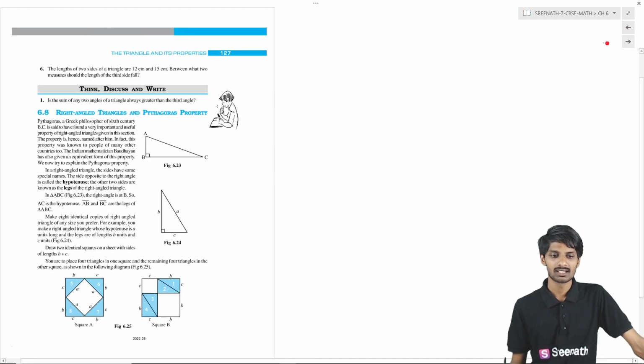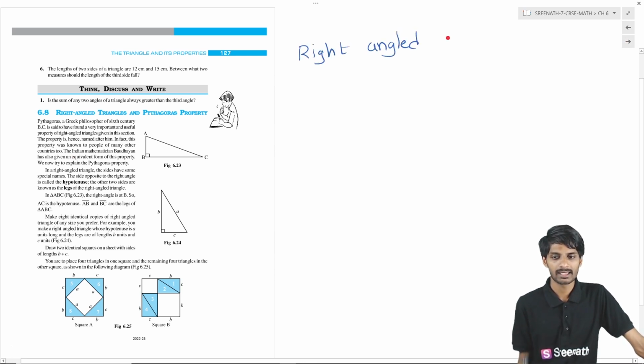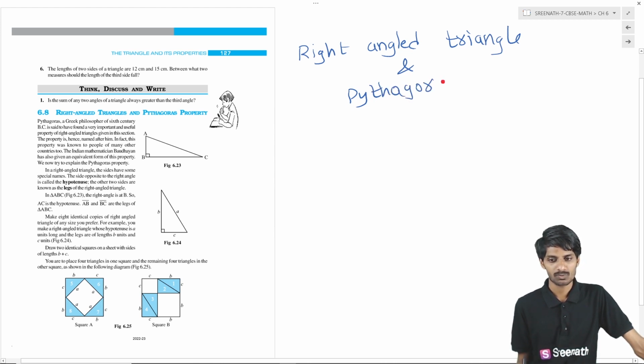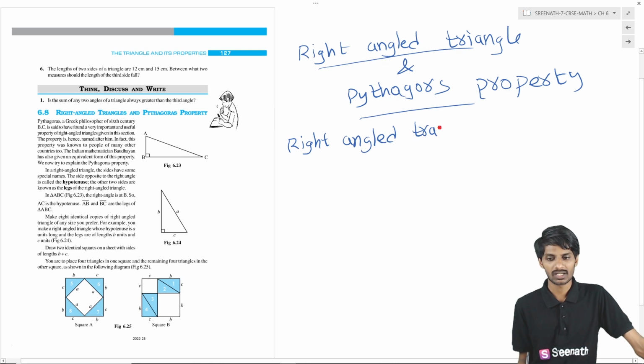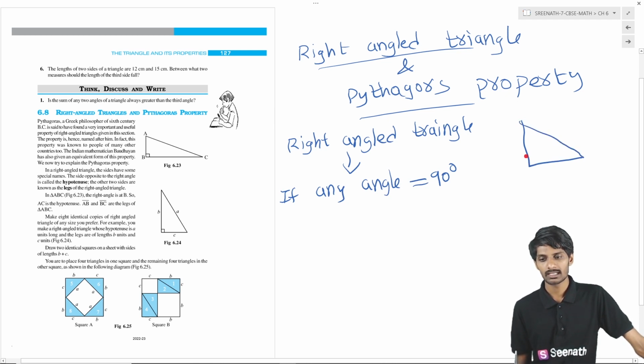So next thing is, it is the most beautiful thing, students: the right angled triangle and the Pythagorean theorem, the Pythagoras property. It is important, students, you have to learn it. Suppose, what is a right angled triangle? If any angle in a triangle is 90 degrees, so this is a triangle, in this triangle this angle is 90 degrees, so we call this the right angled triangle, students.